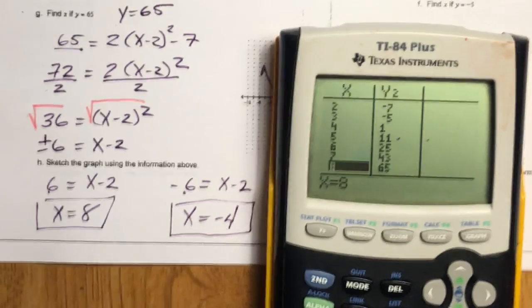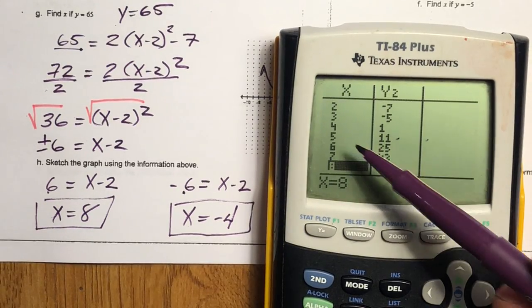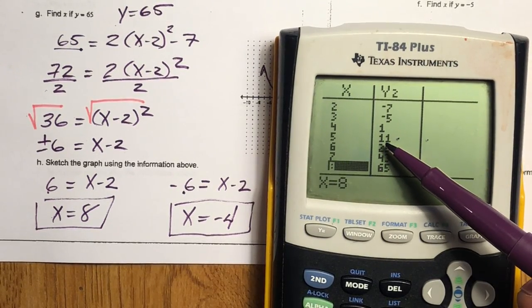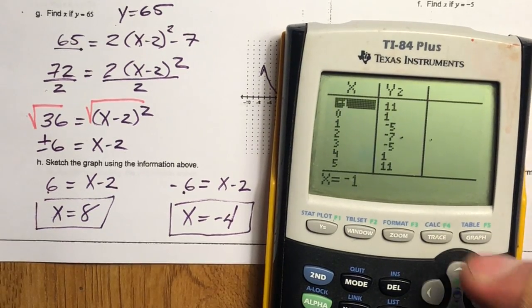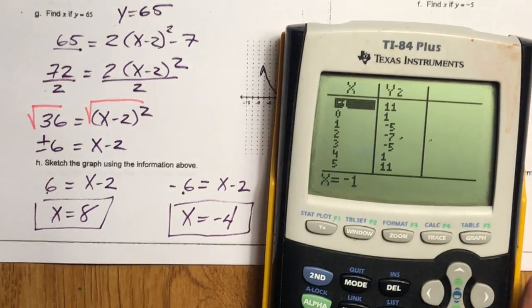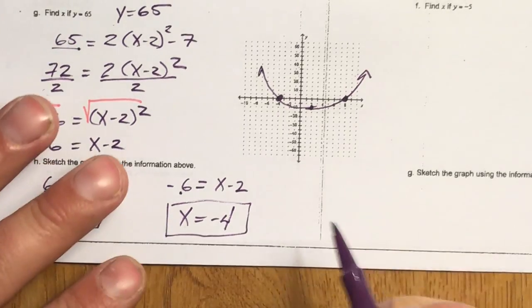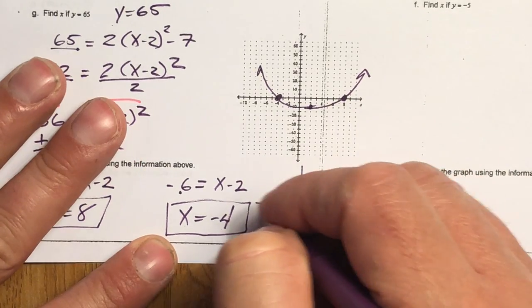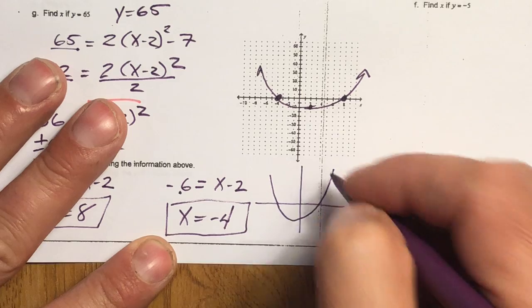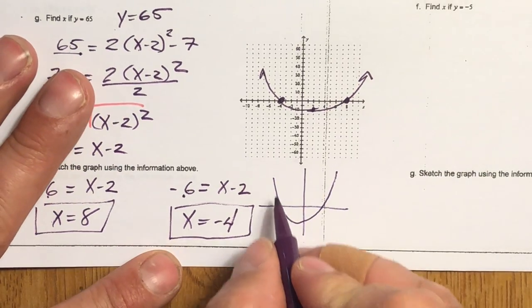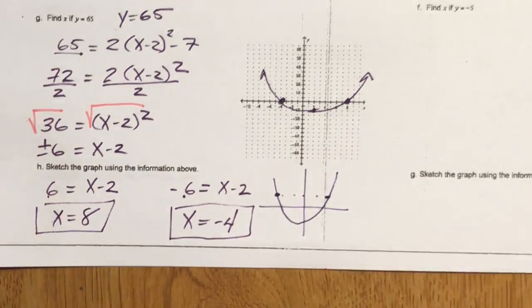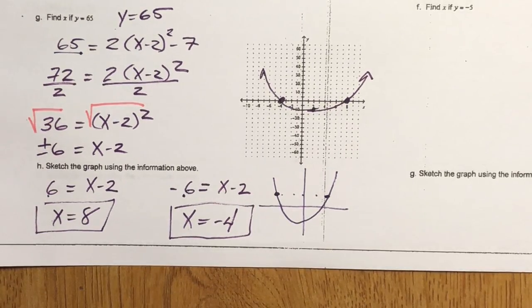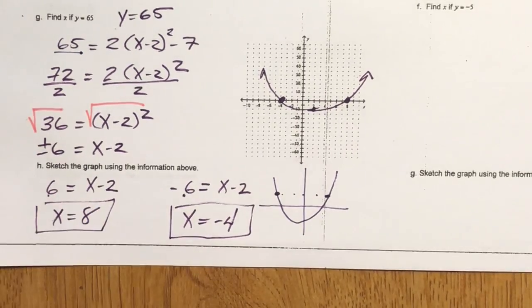That's the same thing as saying, find x if y is 11. And you would say 5, and then you would look for a reflection, and negative 1. Again, why do we have 2 answers? We have 2 answers because, let's just say this value and that value, those two both have the same y value.